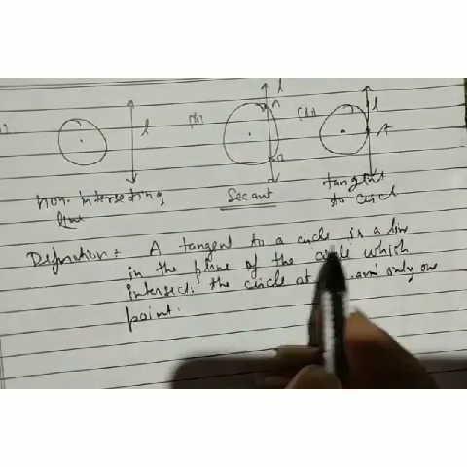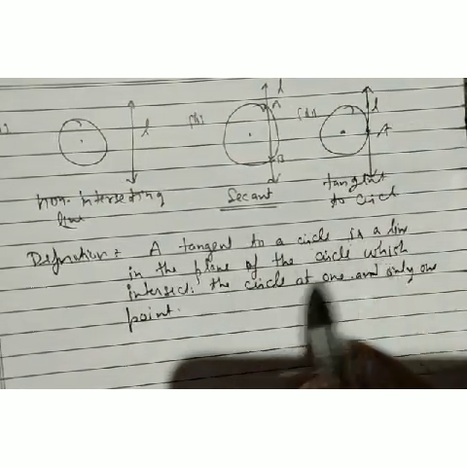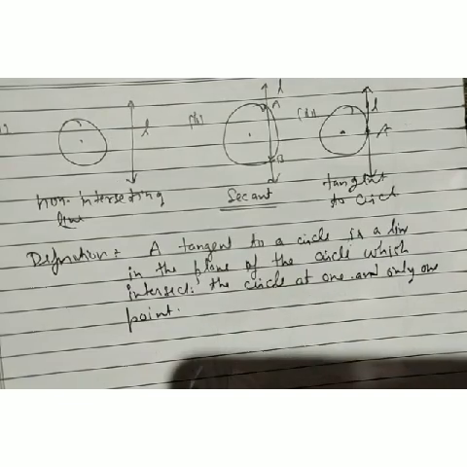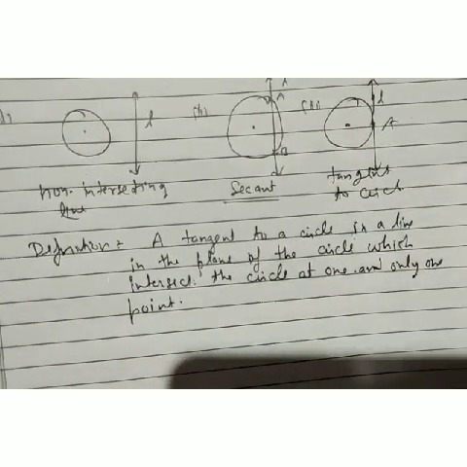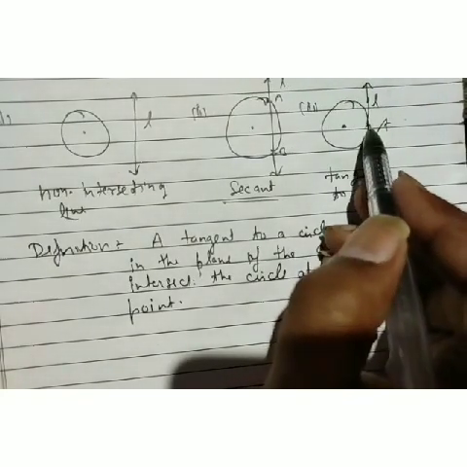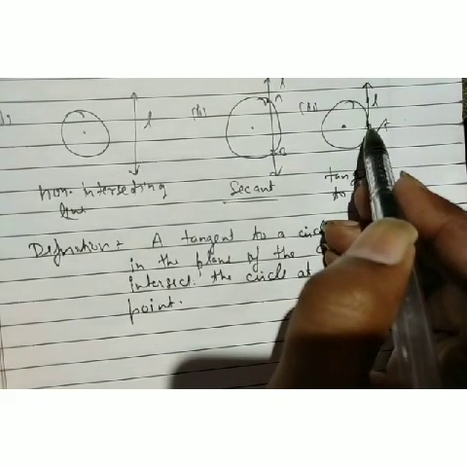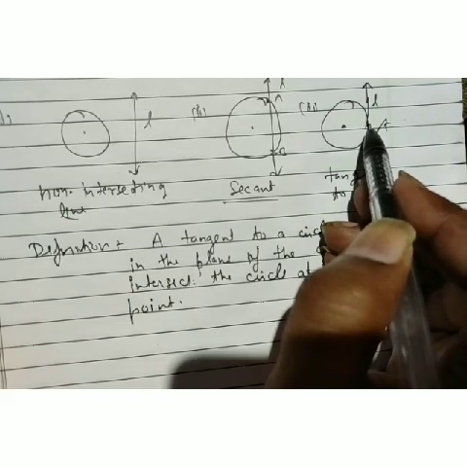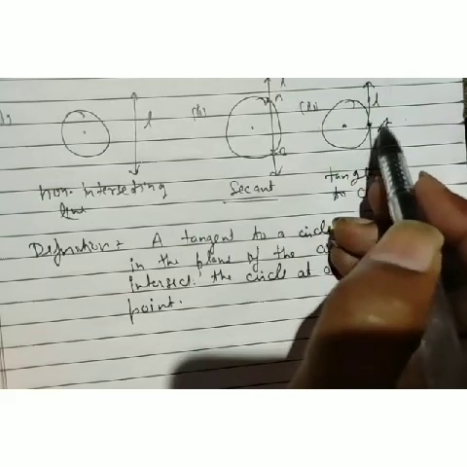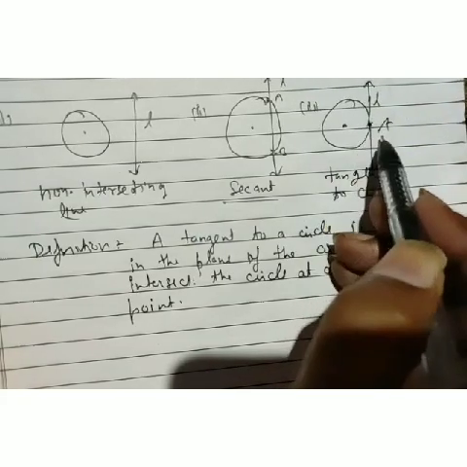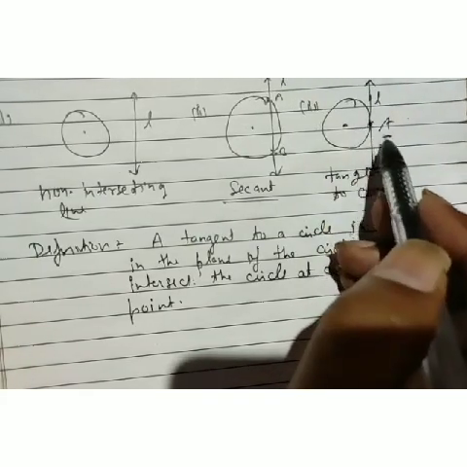What is our tangent? A tangent to a circle is a line in the plane of the circle which intersects the circle at one and only one point. The point at which the tangent intersects the circle, this point is our A, is called the point of tangency, or the point of contact. In this figure, our A is the point of contact.